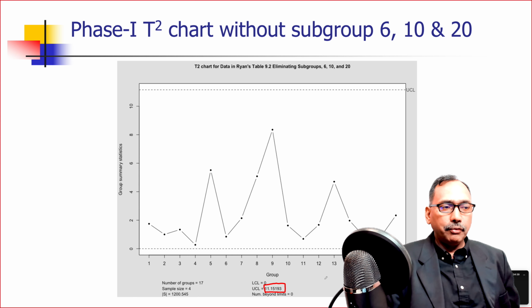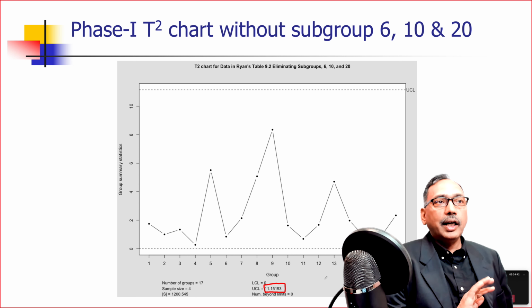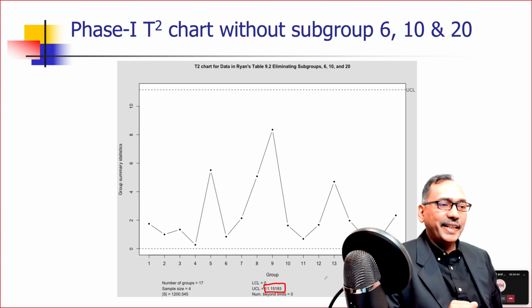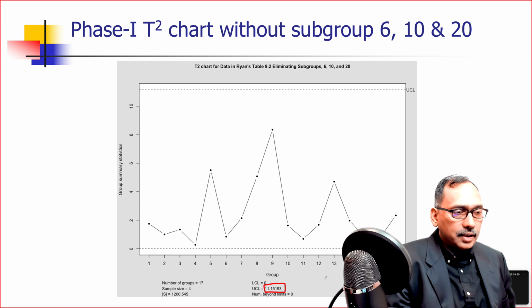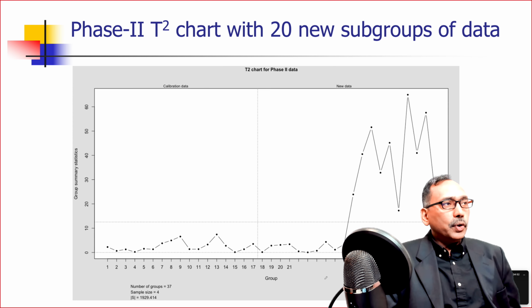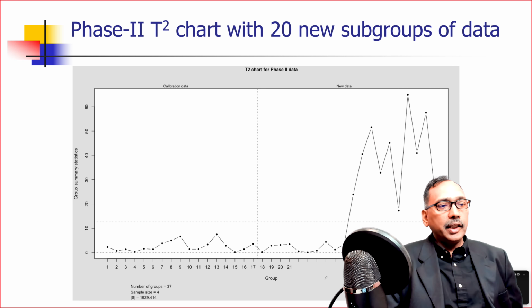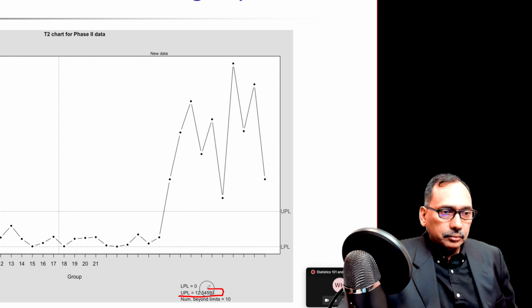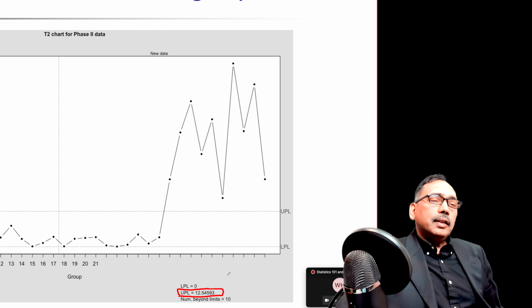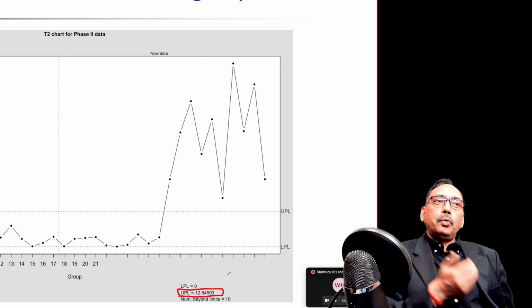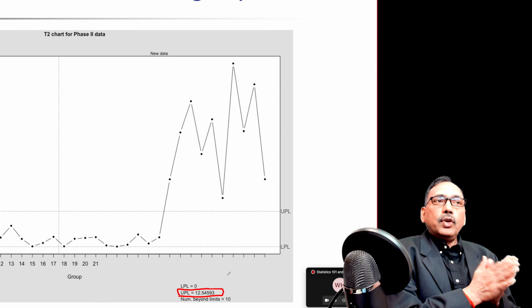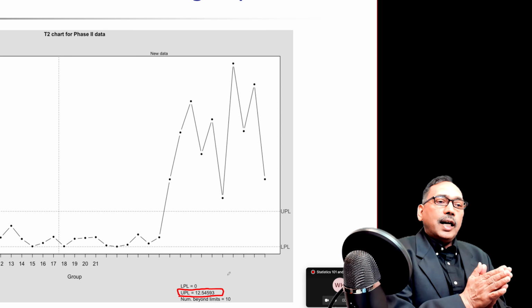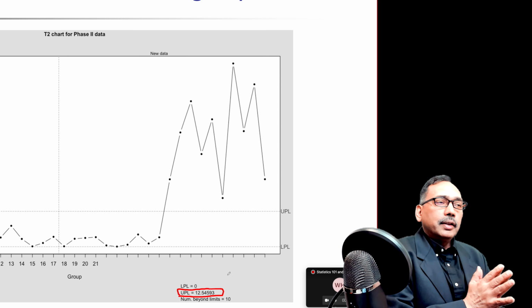So 11.15 is the upper control limit after removing subgroups 6, 10, and 20 for the in-control process T-square chart. That's the limit. But if you look at the phase 2 T-square chart, you may find that the upper control limit is slightly higher. And that always happens. Whenever we go from phase 1 to phase 2, we have to keep the limits slightly wider.